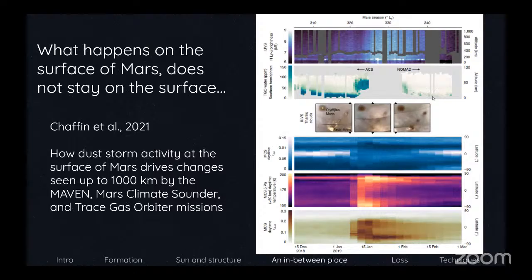Okay, so this goes from the surface at the bottom here to the upper atmosphere at the top. So what he's showing here, the three lower panels are from the Mars Climate Sounder, which is a different mission, showing the opacity of dust on the bottom, the temperature in the middle, and then the amount of water ice in the blue one. So darker color here means more dust appears.